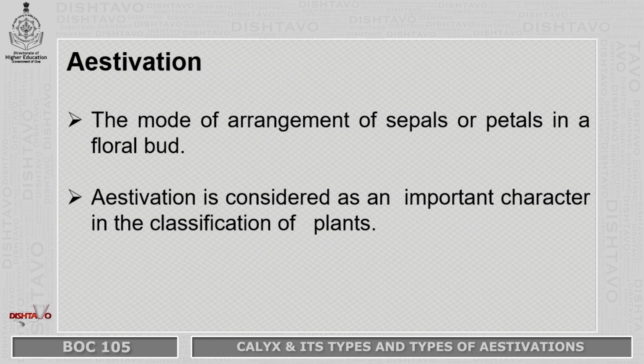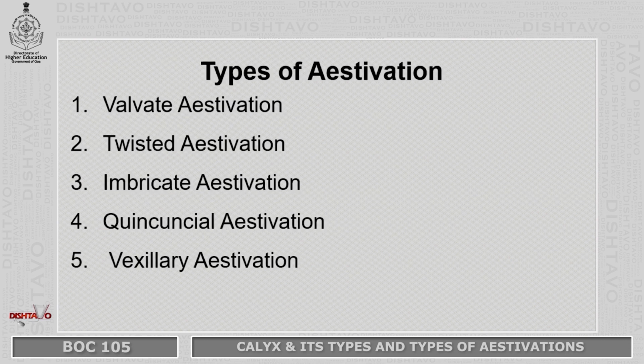Let us learn about the estivation. The mode of arrangement of sepals or petals in a floral bud is called as estivation. Estivation is considered as an important character in the classification of plants. Let us learn about the types of estivation.